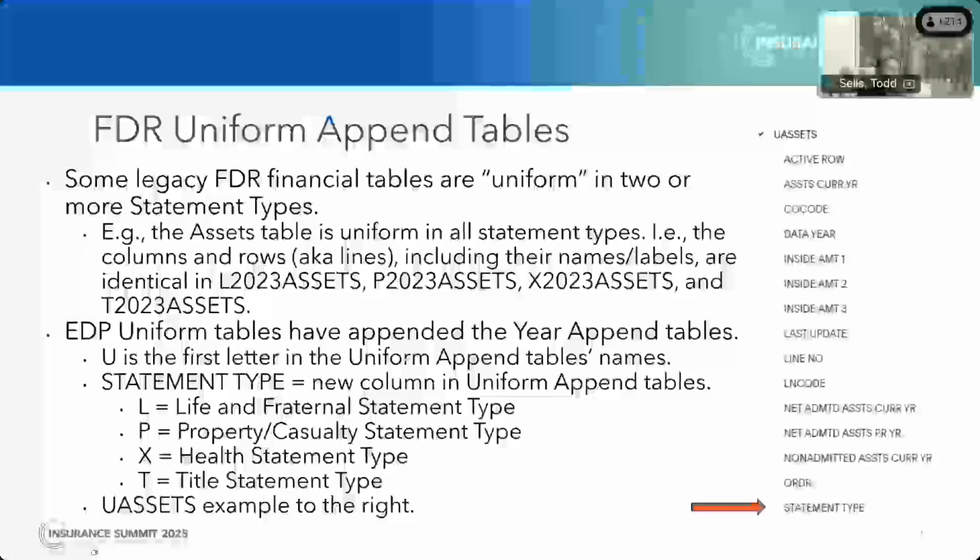So another thing, some of our tables in the different statement types are uniform across all the statement types. And assets, conveniently enough, that I've been talking about, happens to be one of those uniform tables. The assets tables have the same line numbers, same column names for every single statement type: life, fraternal, property, casualty, title, health. All of the statement types, it's the same exact table. And so because of that, since it's an identical table, we can collapse all the different statement types of the assets table into one table. And we named that U assets for uniform assets, right?